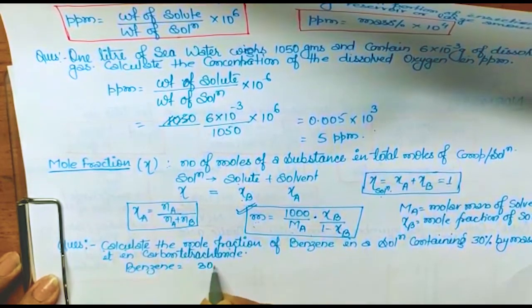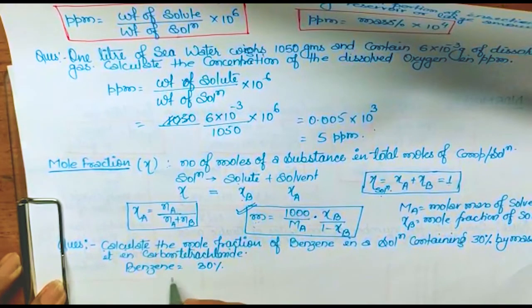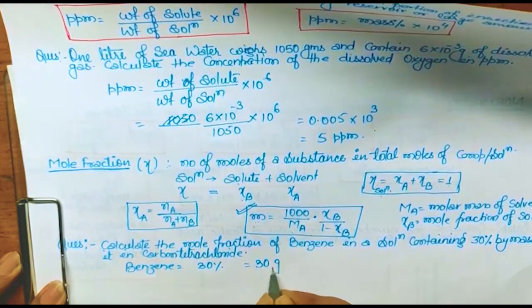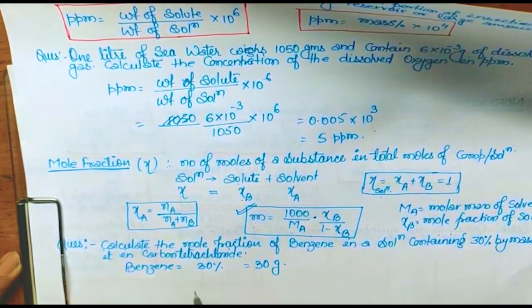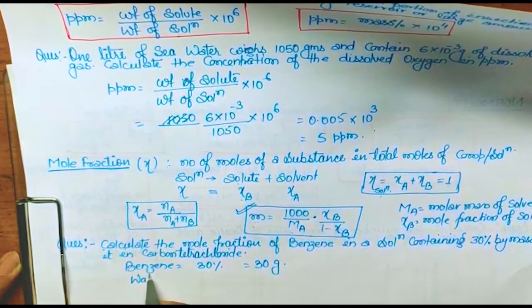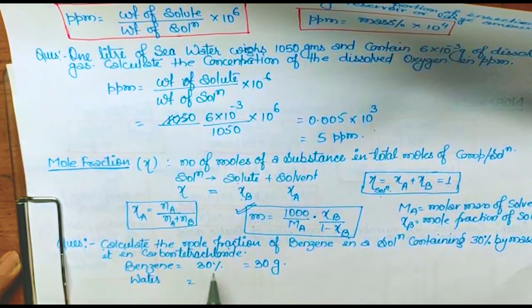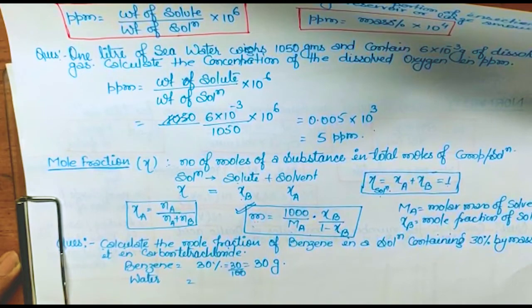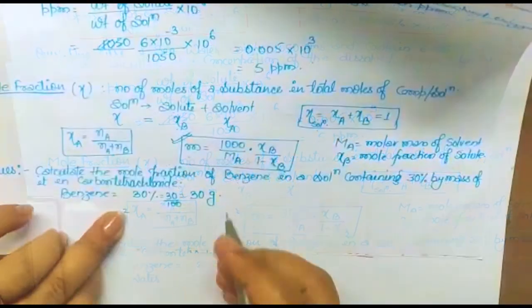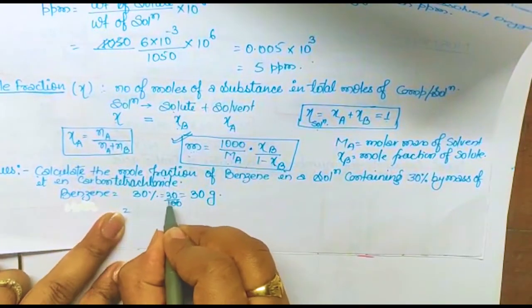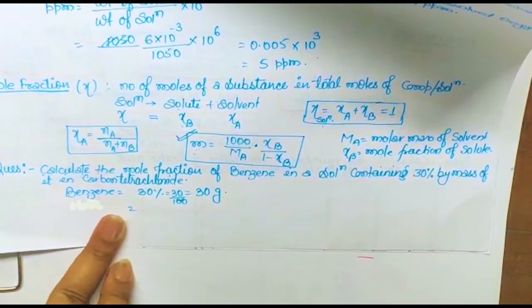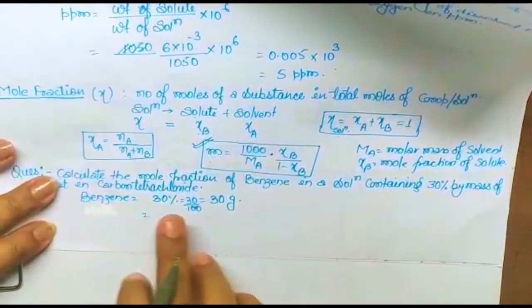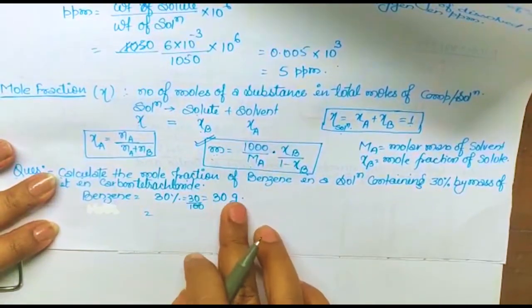It is given 30%. That means benzene is 30 gram. So that water solution is there, so water will be 100, like this you can write 30 upon 100, isn't it? So solution weight is 100, you can write. Got it? Okay, so 30 gram, or we can write 30%, 30 upon 100, isn't it? So that means in 100 gram of solution benzene is 30. So that's why I have mentioned it with the gram.